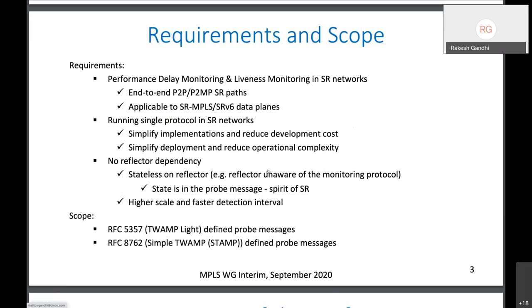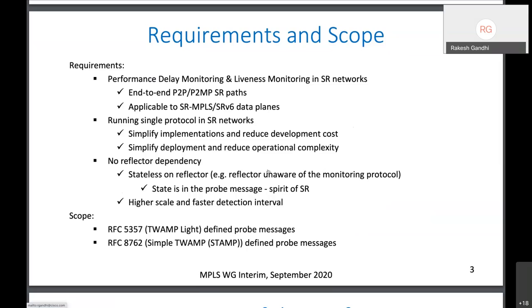Avoid the interop issues, so no reflector dependencies, make it stateless on the reflector, so it's unaware of the monitoring protocol. The state is in the probe message, which is the spirit of SR. And also there is a push for higher scale and faster detection interval if there is any performance degradation. So all of these requirements are pushing us for some innovation in segment routing networks.